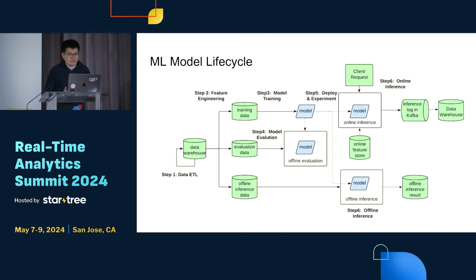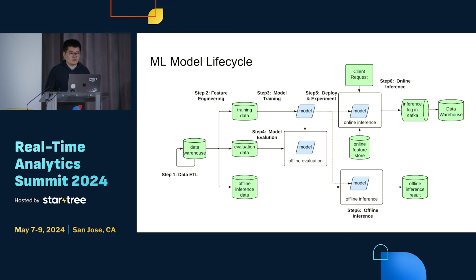In online inferencing, the client will send a request directly to your service. Then you run the model, then return back the response. In offline, you just run a batch workload through all the offline data. Maybe I need to send a promotion weekly, so I just run that once weekly. Then I get the results there. So that's the machine learning model lifecycle.